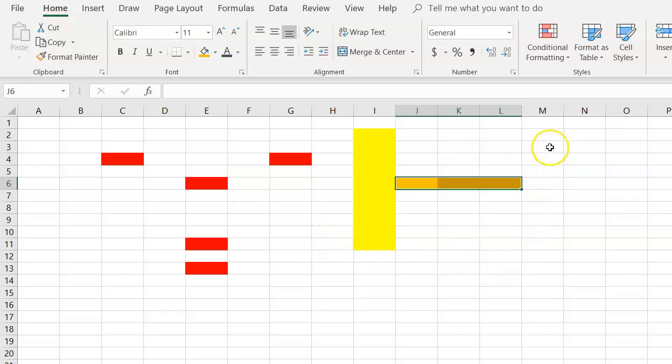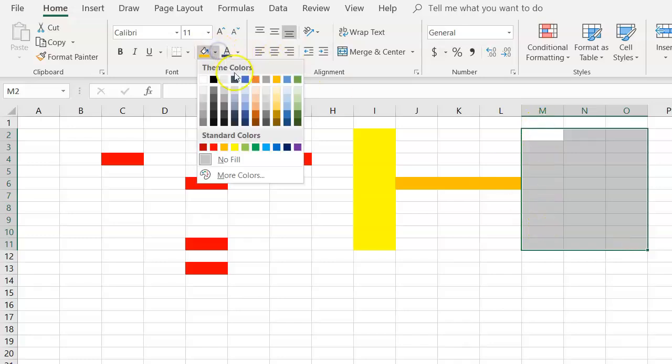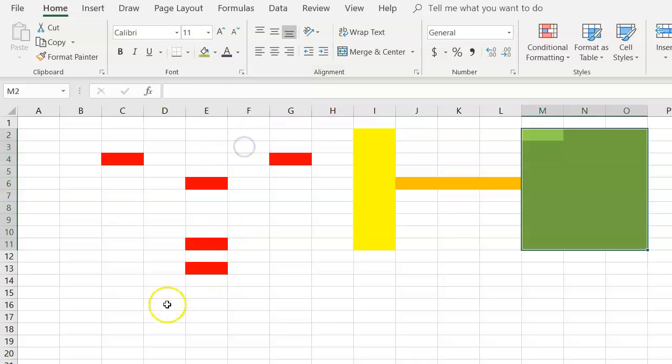And I can do a multi-row, multi-column selection like this, which I've got 3 rows or 3 columns and multiple rows, and I'm going to go ahead and color those green.